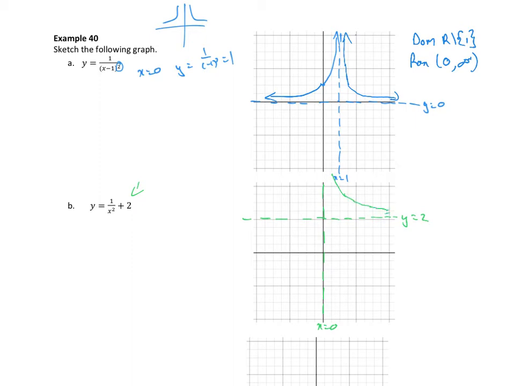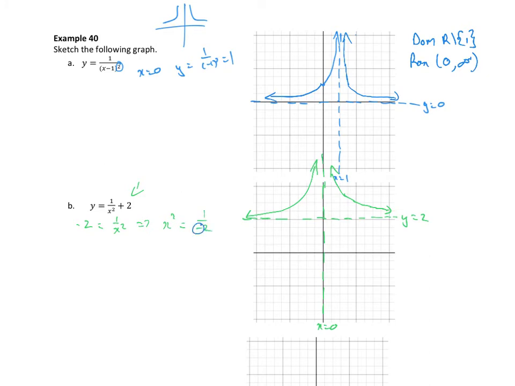Since we're not going to get any y-intercept because it's an asymptote. And if we try and solve for an x-intercept here, we'd get -2 is equal to 1 on x squared, which implies x squared is equal to 1 over -2.